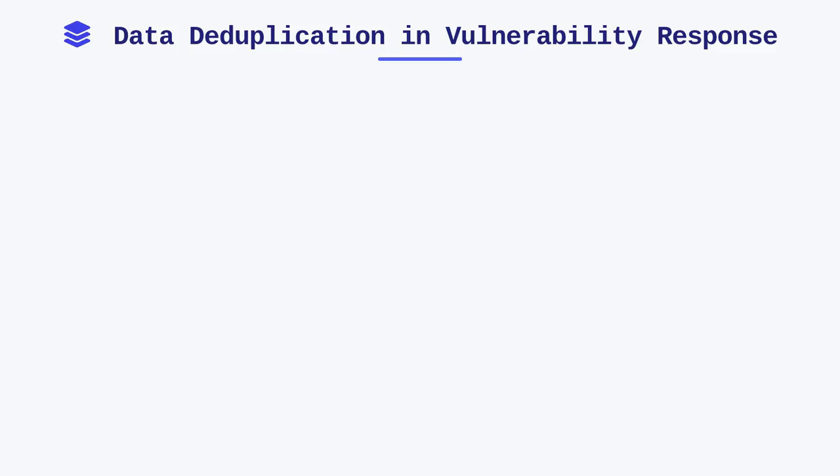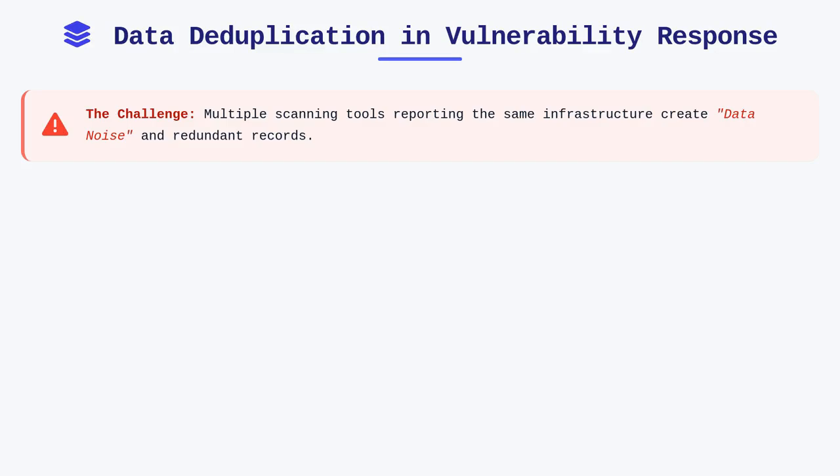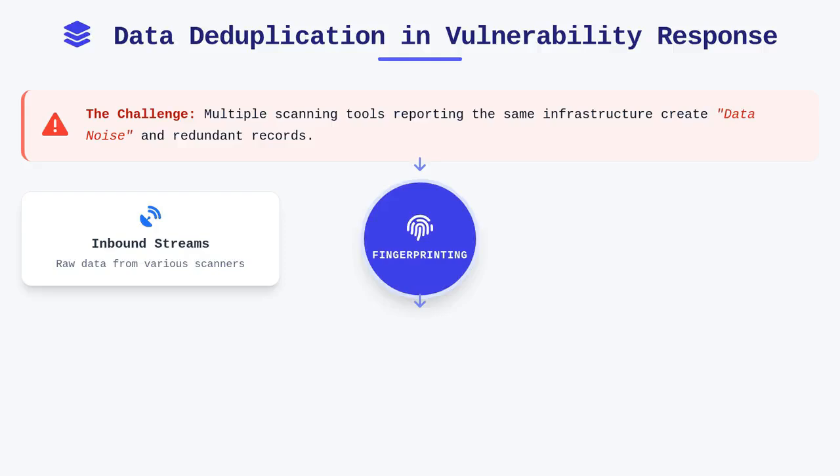When we talk about data deduplication in the context of vulnerability response, we are essentially discussing the mechanisms used to ensure that a single vulnerability on a specific asset does not result in the creation of multiple redundant vulnerable item records. If you imagine an environment where multiple scanning tools are reporting on the same infrastructure, you quickly arrive at a scenario of data noise. Our goal is to implement rigorous logic that cleans these inbound finding streams before record creation occurs.